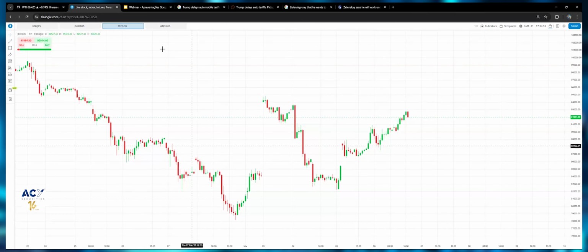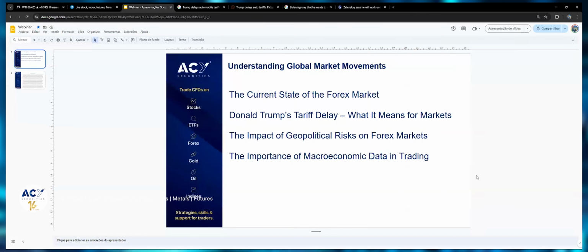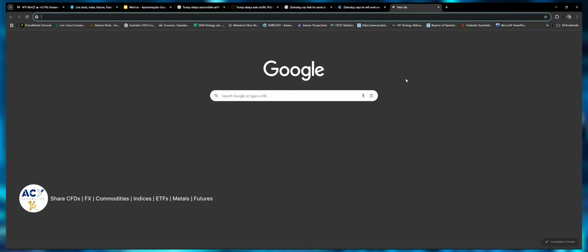So we've talked about the current state of the market. We've talked about the Donald Trump tariff delay and what it means for the market. We've talked about the geopolitical risks. And now, what's the importance of the data that is coming? So let's have a look at the data coming from the market. For that, we're going to be using FinLogix.